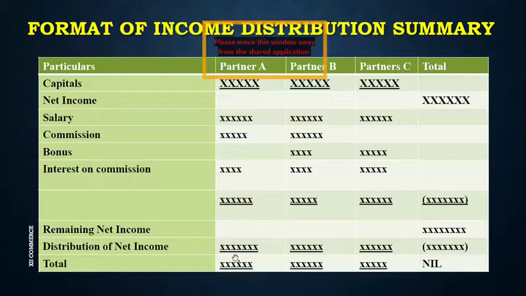ठीक है, I proceed. Then we have the format of income distribution summary. We have capitals at the top, then income in the last column, and then we have salaries, commission, bonus, interest on capital. All these are adjustments which will be given in the question. First of all we do vertical totaling, and then we get this answer. Then we do horizontal totaling, and then we get the remaining net profit or loss over here. This remaining profit or loss will be distributed as per the condition given. Clear?